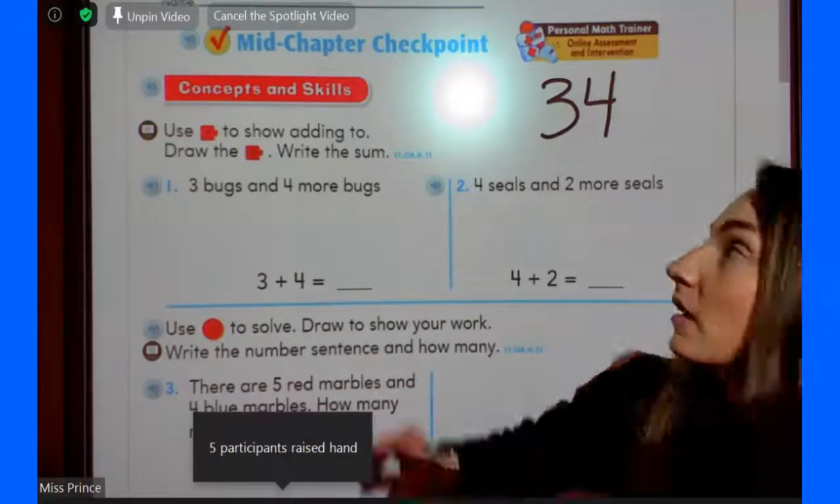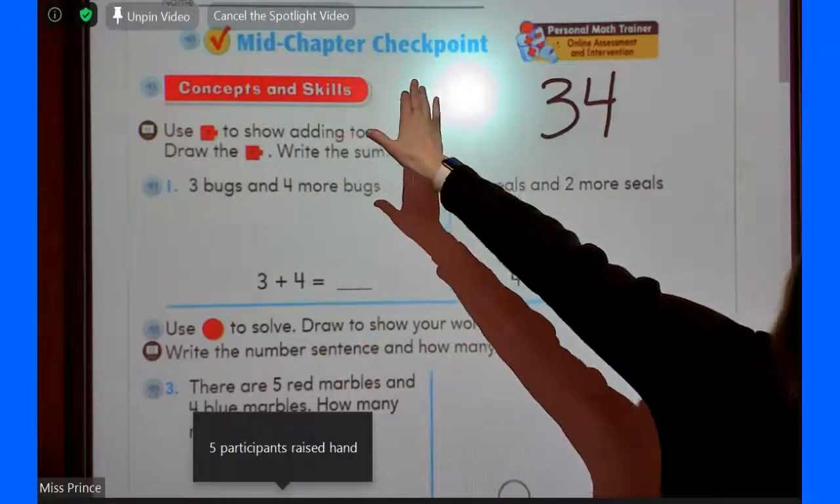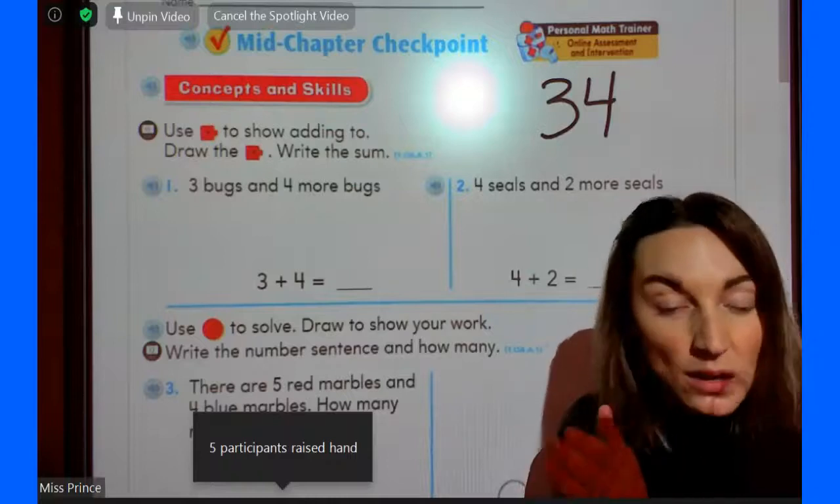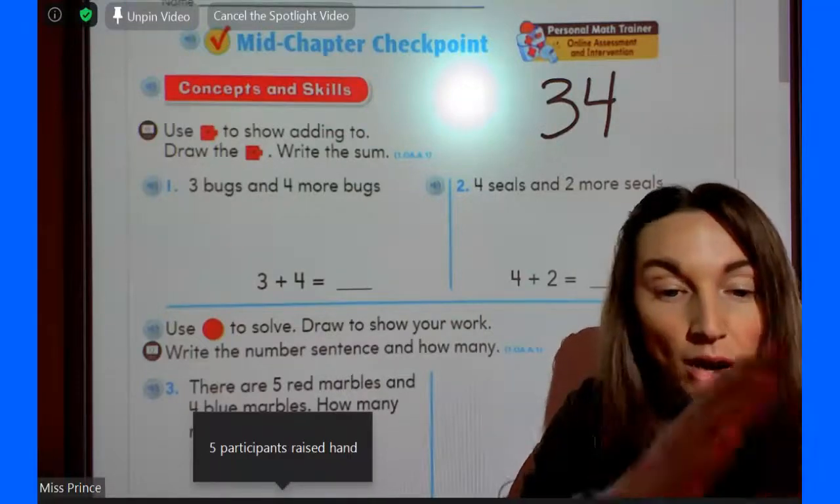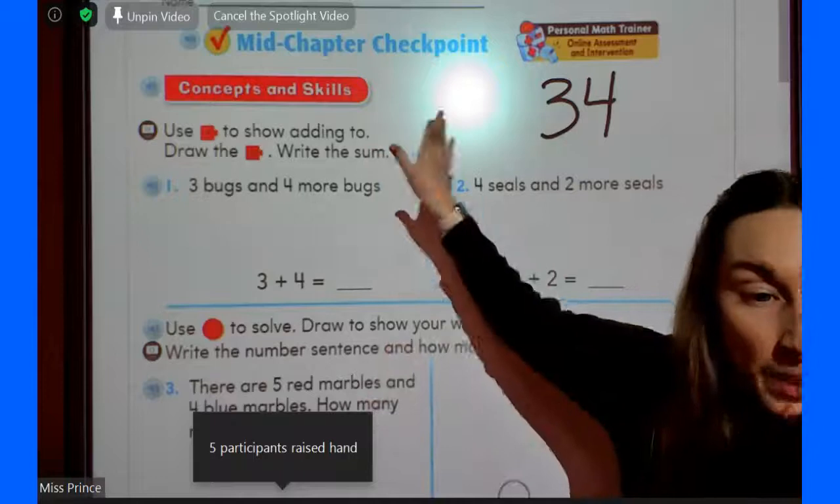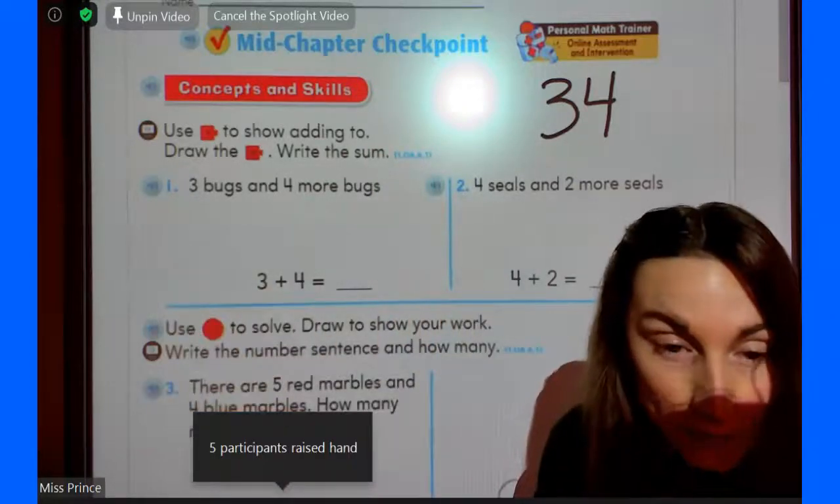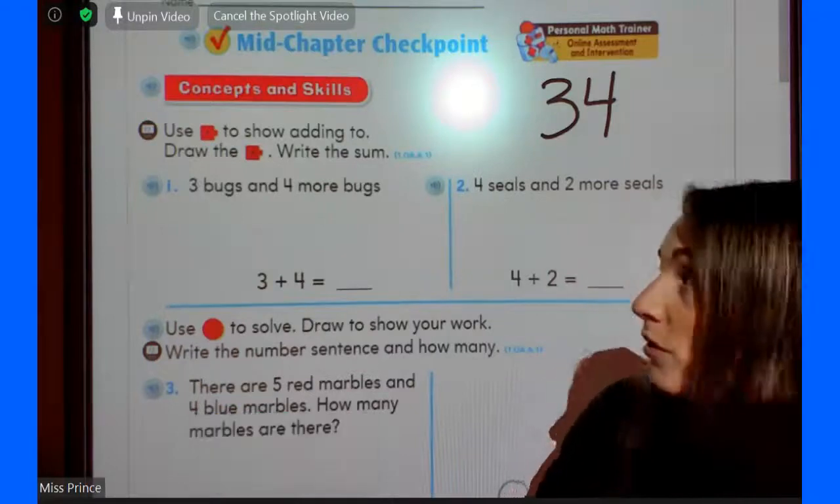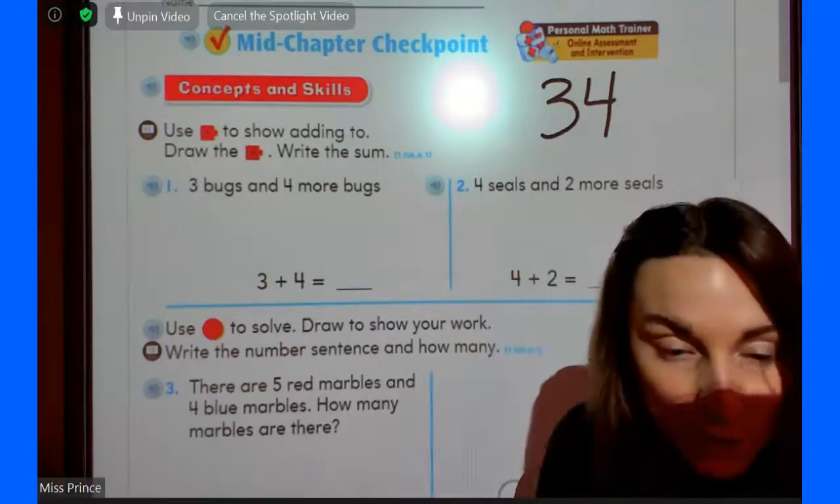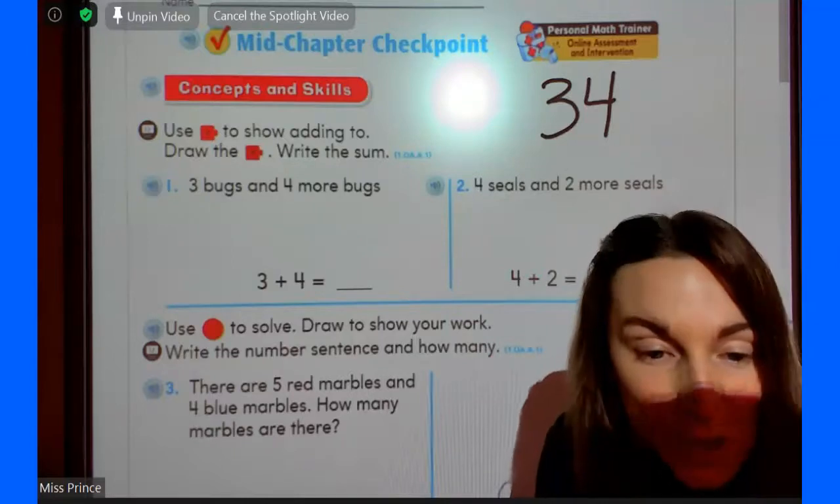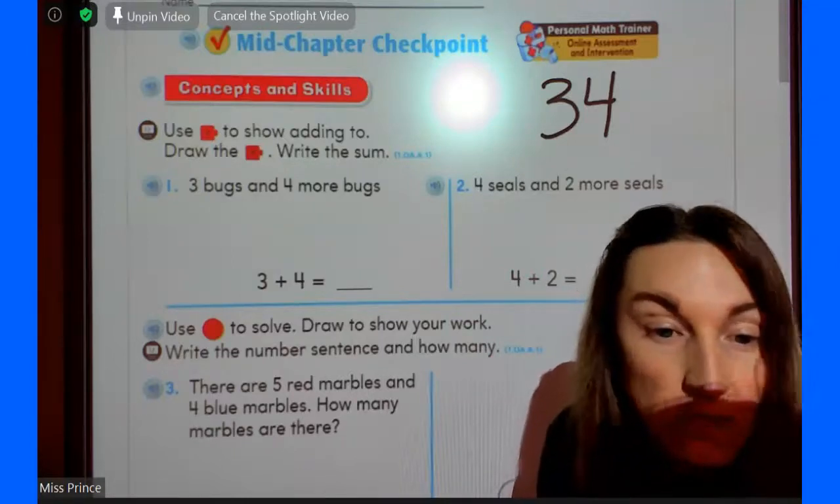So this is the mid-chapter checkpoint. That means we are in the middle of a chapter. We've done part of chapter 1. Now we have this page to do, and then we're going to finish the chapter, and then you have a chapter test, okay? So there's 1 page of a mid-chapter checkpoint, and then there's 2 pages of the homework from the lesson from yesterday.